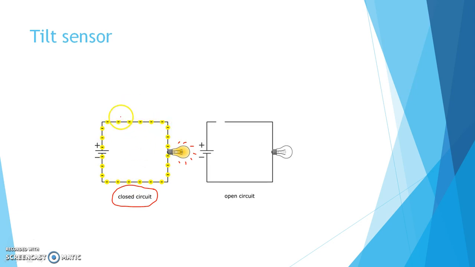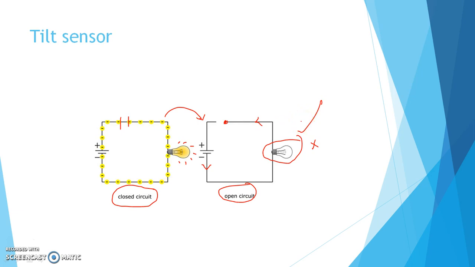Now suppose you cut some portion of this circuit and the circuit becomes this. From the negative terminal electrons will start flowing through the LED, and when they come to this terminal, there is no way for the electrons to complete the cycle or go to the positive terminal of the battery. As the loop is not completed, the lamp or the LED will not glow. So this is called an open circuit. This is the basic concept: for a closed circuit the LED will glow and for an open circuit the LED will not glow. Now we will use this concept to measure the tilt.